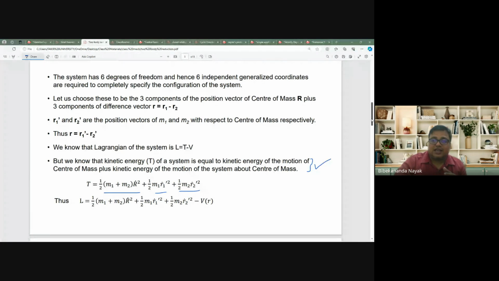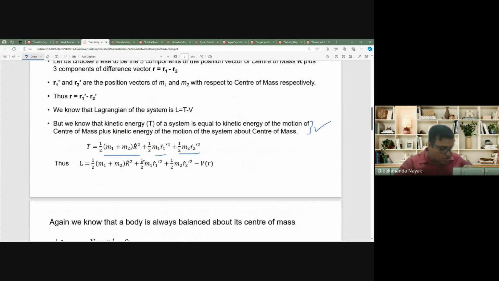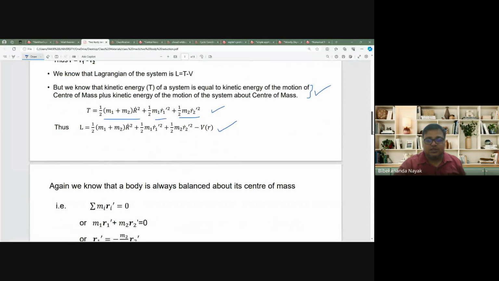Center of mass kinetic energy means its whole mass m1 plus m2. Center of mass is the point where we assume the whole mass is concentrated. So m1 plus m2, and its position vector R. Its kinetic energy will be half (m1 plus m2) R dot squared, plus half m1 r1 prime dot squared and half m2 r2 prime dot squared. This is about the center of mass. Let's say potential energy V. So the Lagrangian is equal to T minus V.